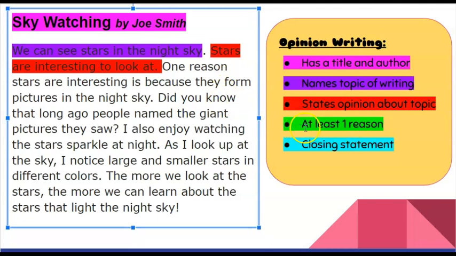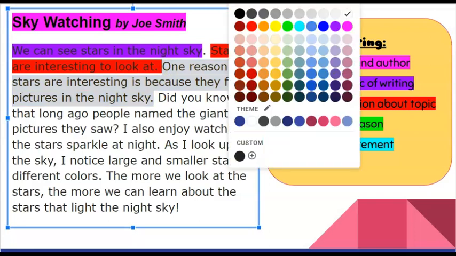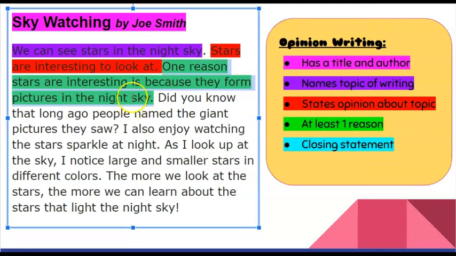Hopefully he's included one reason why. Let's look and see if he's included reasons to support why he thinks stars are interesting. One reason stars are interesting is because they form pictures in the night sky. Well, I know that's a reason because he said one reason is. That's a great way to know that he's telling us the reason why he thinks stars are interesting. Let's keep reading and see if he includes more details or more reasons.